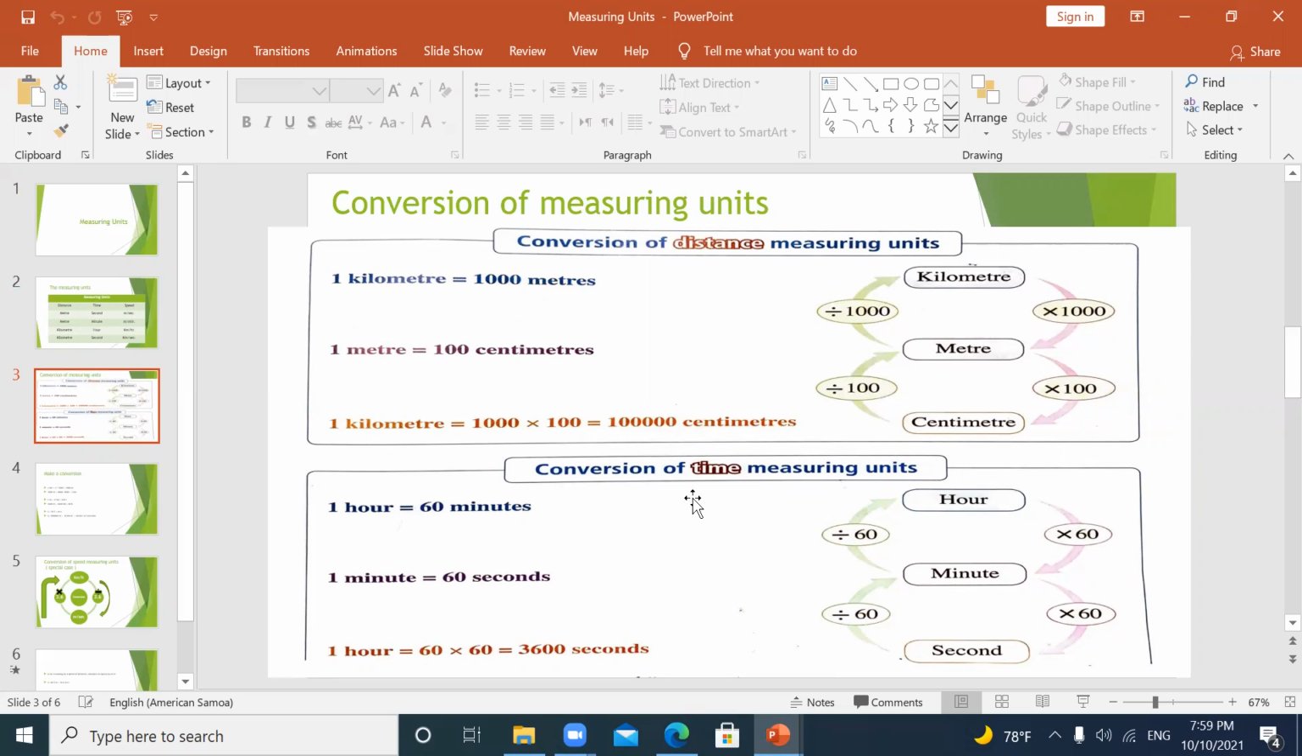What about time measuring units? As you know, 1 hour equals 60 minutes. 1 minute equals 60 seconds. So from hour to minute, we multiply by 60. From minute to second, we also multiply by 60. But from second to minute, we will divide by 60. And from minute to hour, we will also divide by 60.